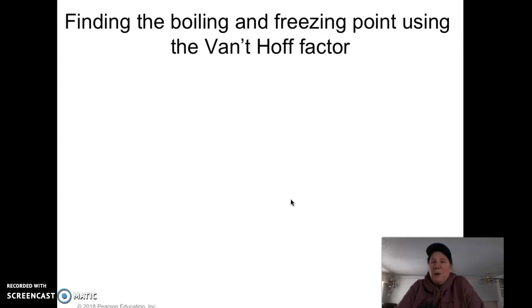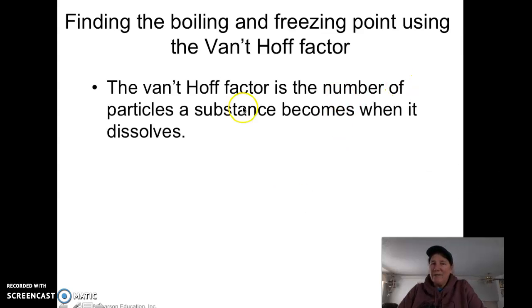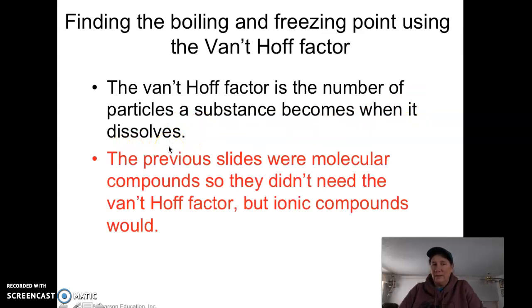Okay, now we haven't talked about what they call the Van 't Hoff factor. See, we've just been doing molecular compounds. When you add a molecular compound, there's only one particle per unit, one molecule. When we do ionic ones, though, they break down into ions. So actually, ionic compounds are better to add. That's why they use salt a lot, and the fact that it's cheap. But they break down into more particles, and remember, colligative properties are based on the number of particles. So the Van 't Hoff factor is the number of particles a substance becomes when it dissolves. It's the number of ions, okay?